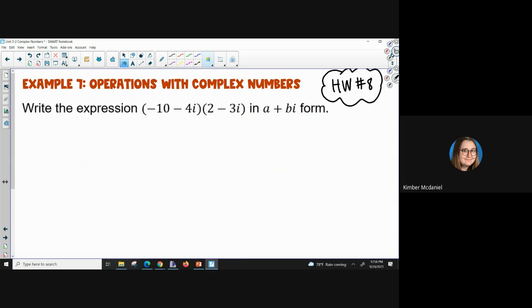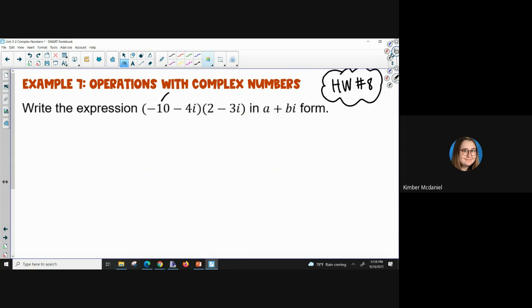So it says, write the expression negative 10 minus 4i times 2 minus 3i in a plus bi form. Looking at what we did in example number 6, somebody tell me what we're going to do with these two parentheses. We're going to double distribute. Again, we know that because there's nothing splitting them up. There's nothing splitting up your two parentheses. You're going to double distribute.